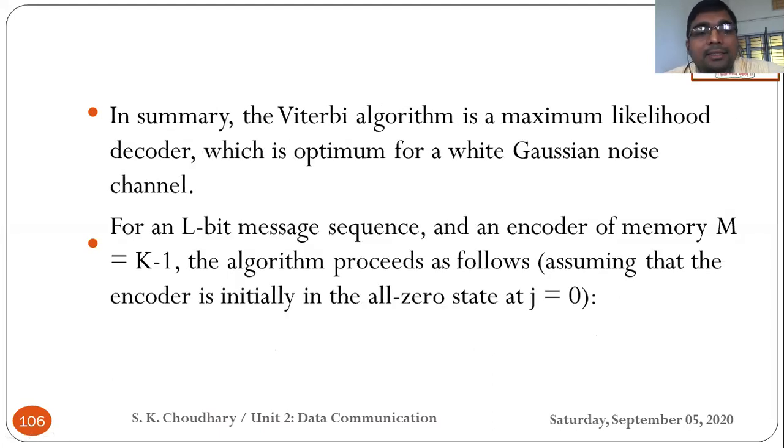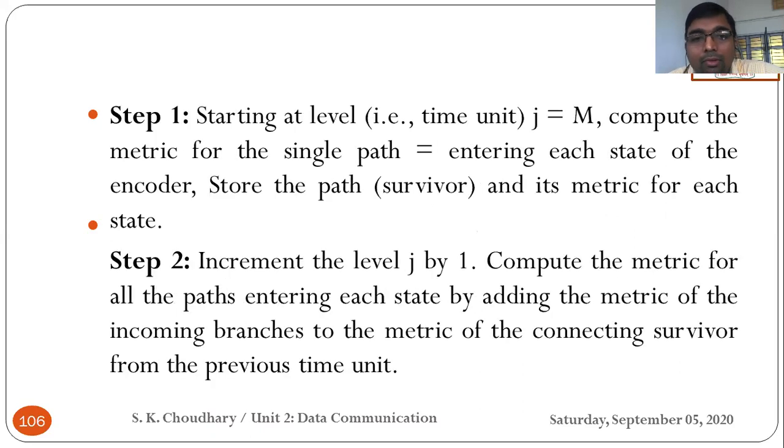So in summary, the Viterbi algorithm is a maximum likelihood decoder, which is optimum for a white Gaussian noise channel, and for an L-bit message sequence, here L equal to 3. The encoder has a memory of M equal to K minus 1, meaning 2. So for our example, 3-bit message sequence, memory is 2. The algorithm proceeds as follows. The encoder initially starts at the all-0 state.